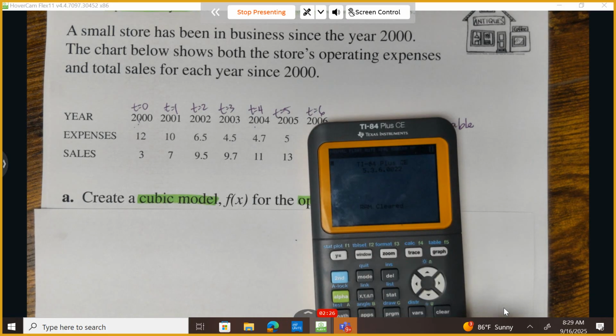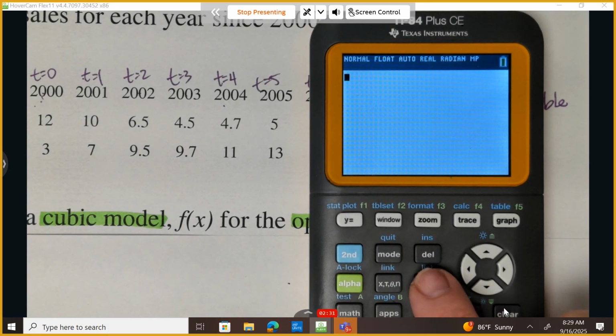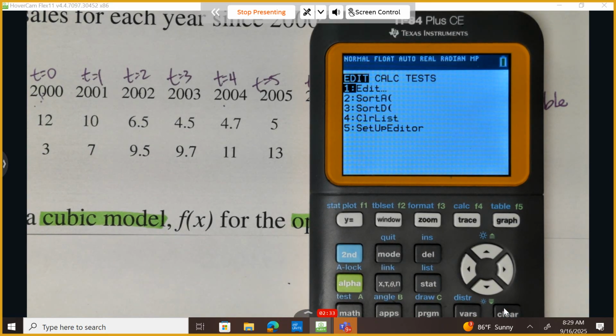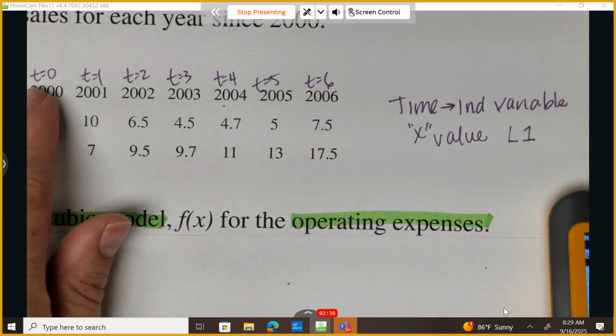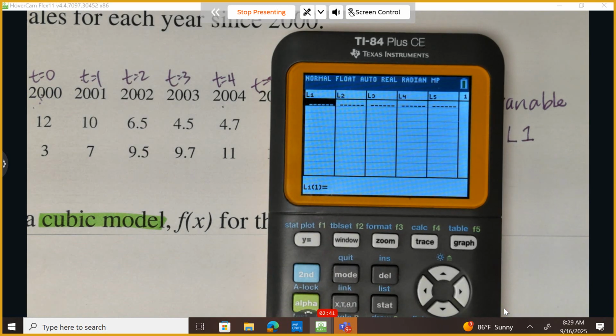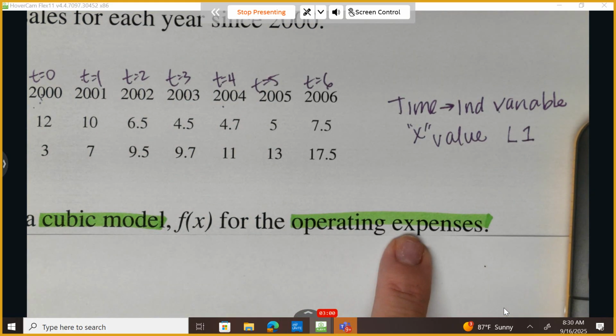With me, please grab your calculator. I'm going to zoom in here. And we're all going to go to Stat. Edit will be highlighted and press Enter. Remember, your L1 is time. So for me, I'm going to go 0 all the way out to 6, pressing Enter after I type in each digit. Now, entering one wrong value is going to throw off our answer. So you're going to go back after you finish each column and make sure that you have correctly entered in the values. This particular part wants us to create an equation based on operating expenses.